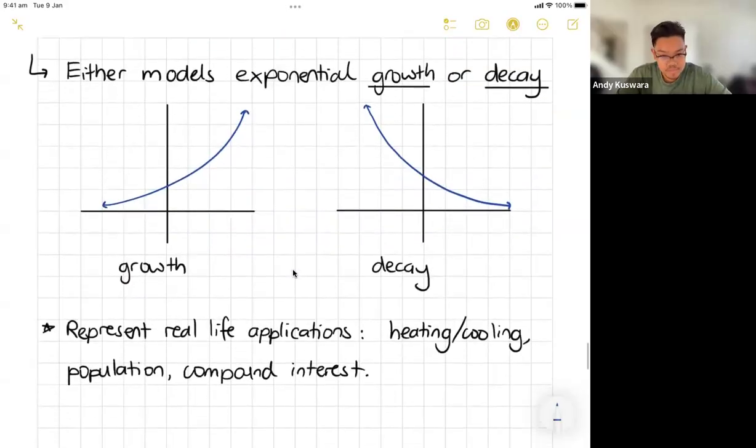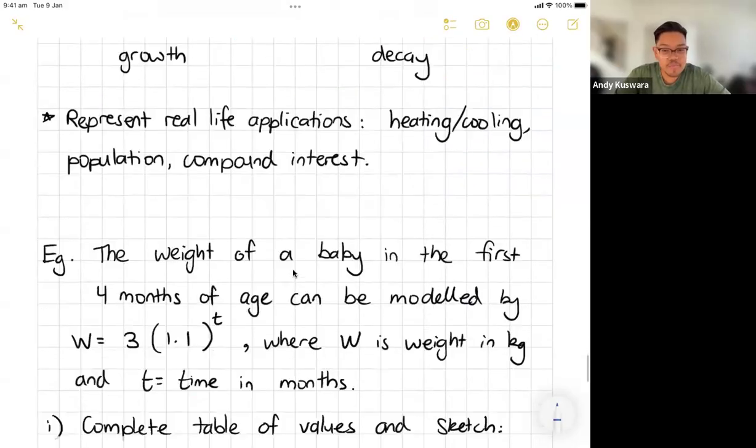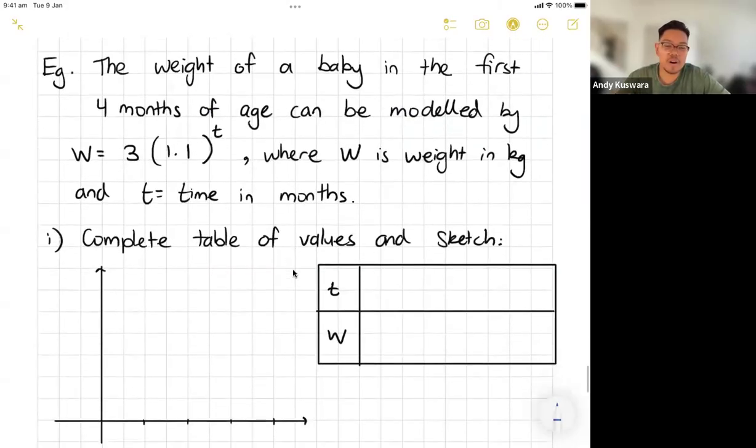Now, where is this used? Heating and cooling is modeled by a lot of exponential stuff. Population is often exponential. And also, if we talk about finance and compound interest, compound interest is supposed to be exponential growth. And if you're talking about loan repayments, especially if it's declining balance, it will be exponential decay.